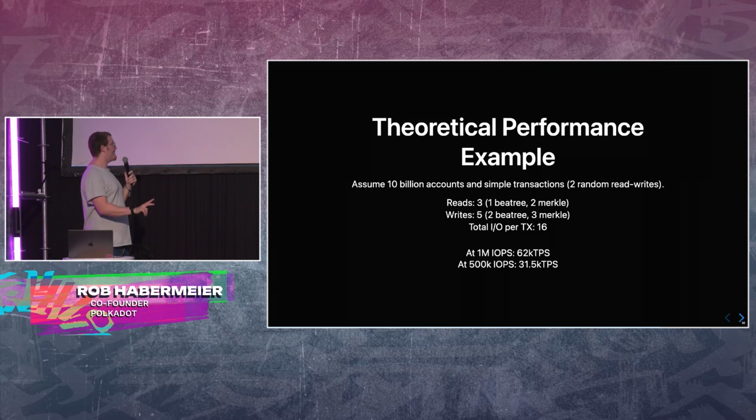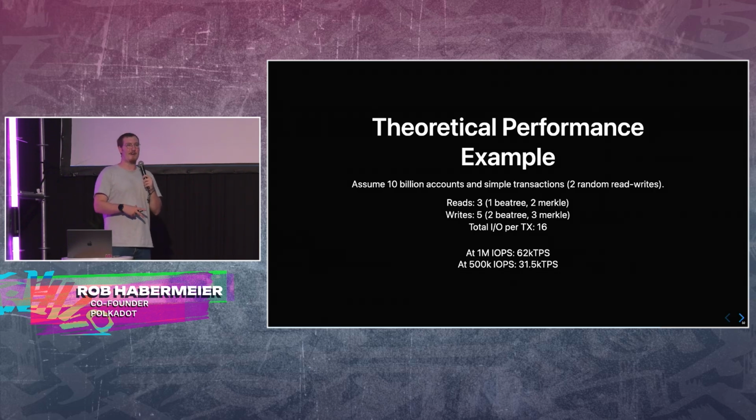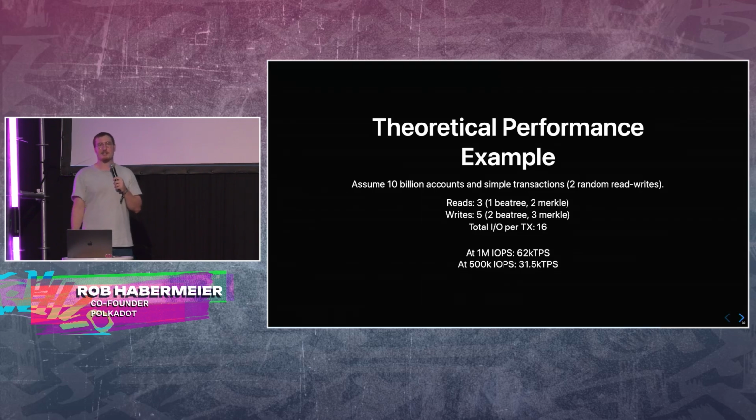But assuming you can max out the drive at 1 million IOPS, you would be able to do 62,000 transactions per second at 10 billion accounts in the state. At 500,000 IOPS, assuming there are some serious overheads in our code, you could do 31,500 transactions per second. So we use this kind of arithmetic to guide where we think performance should be.